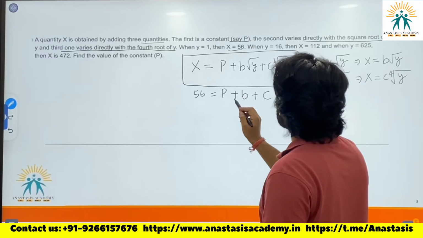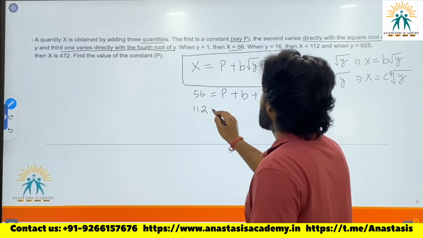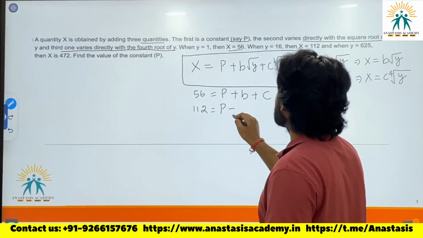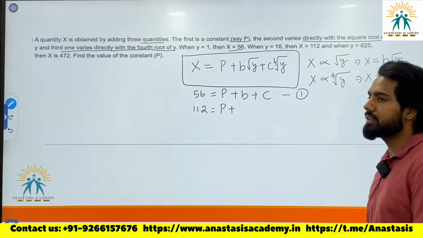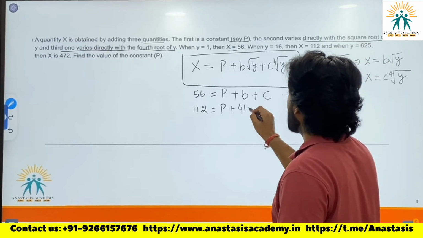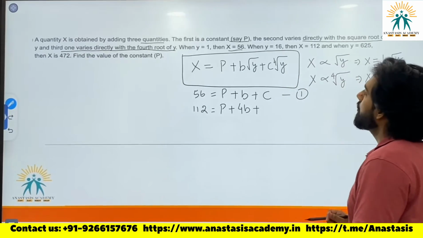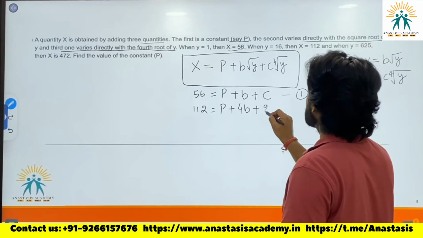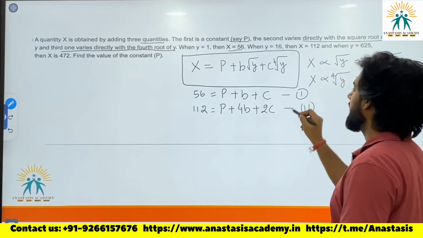When y is 16, x is 112. X is 112 when y is 16. Square root of 16 is 4, so this is 4 times b, plus the fourth root of 16 is 2, so this is 2 times c. This is my second equation.